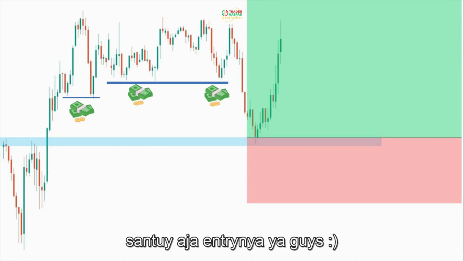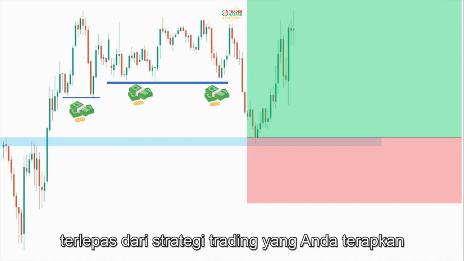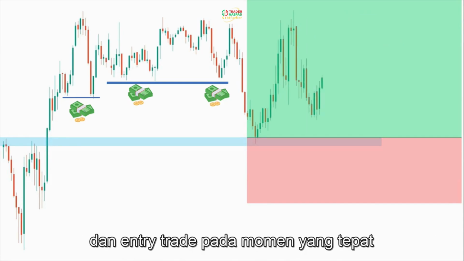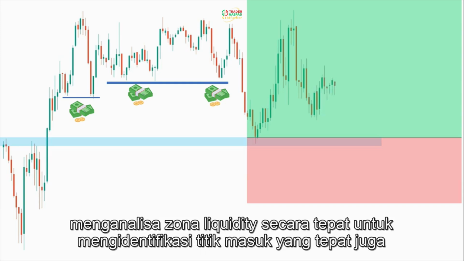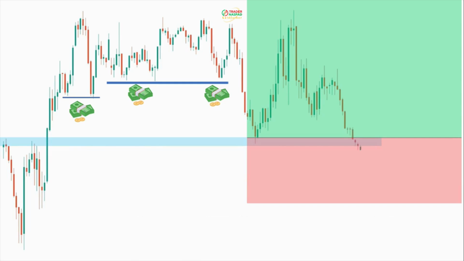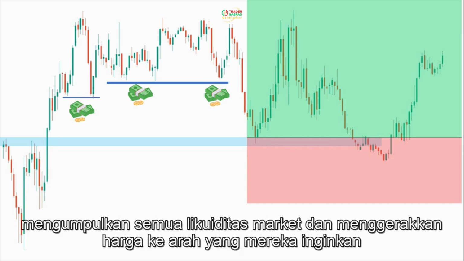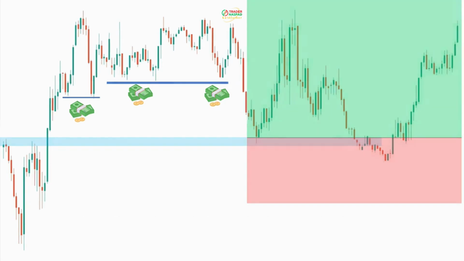Never rush into a trade. Regardless of the trading strategy you employ, strive to analyze the market correctly and enter the trade at the right moment. Take the liquidity zone seriously to identify the proper entry point. These are large banks and institutions that, after activating trader stop losses, gather all the market liquidity and move the price in the direction they desire.